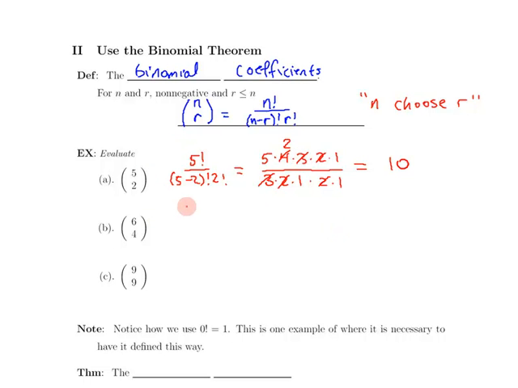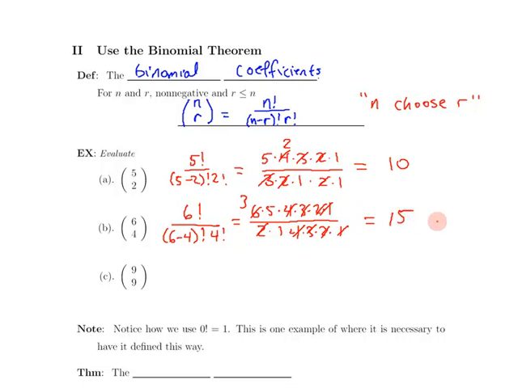6 choose 4 would be 6 factorial over 6 minus 4 factorial, 4 factorial, which I would write out 6 times 5 times 4 times 3 times 2 times 1 divided by 6 minus 4 is 2, so 2 factorial is 2 times 1, and 4 factorial is 4 times 3 times 2 times 1. Notice how those cancel out right here. 2 goes into 6 3 times, so I have 3 times 5, which is 15.